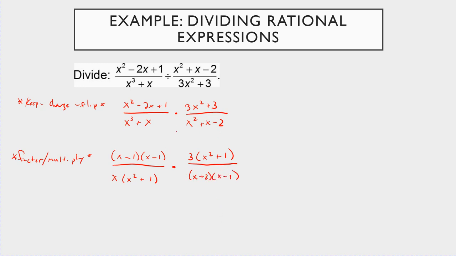All right, so let's see what cancels. x squared plus 1, there's an x squared plus 1 up there. x minus 1, x minus 1. We got it. I don't think anything else cancels out. So this is x minus 1 times 3. So this is 3 times x minus 1 divided by x times x plus 2. So you see here, this division was really just multiplication. You just needed that extra step. You just got to do this keep, change, flip.